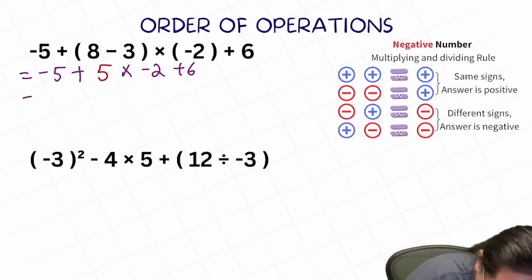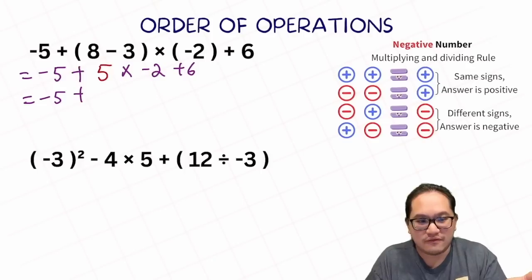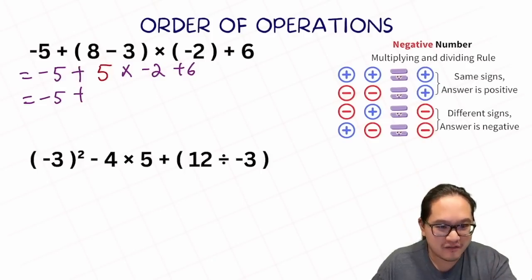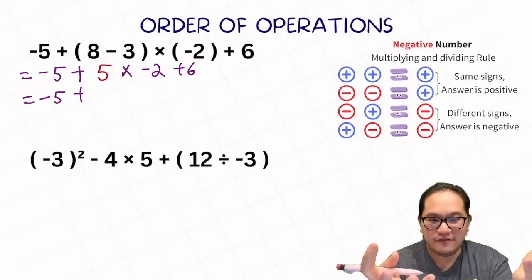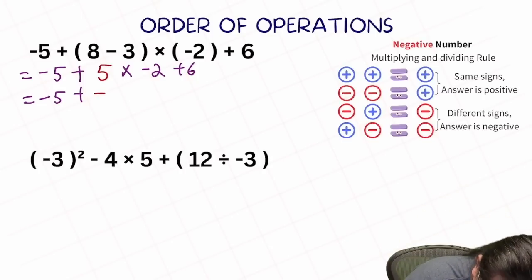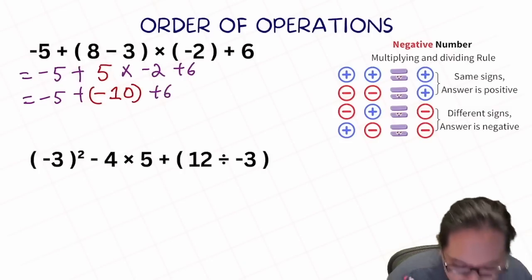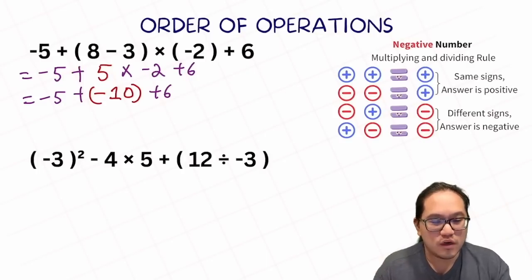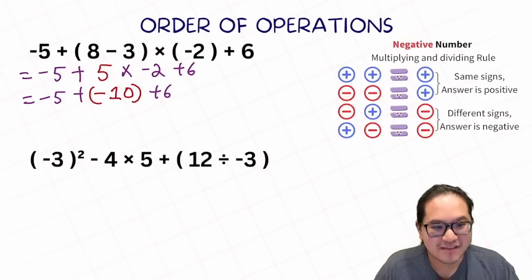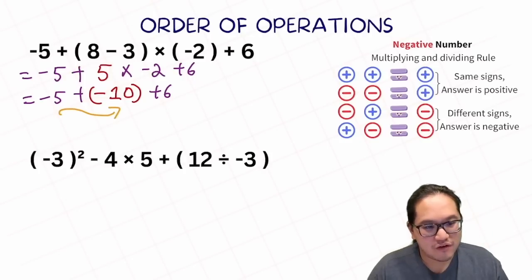So in this case, we drag the negative 5 down plus 5 multiplied by negative 2. We know that 5 times 2 is just equal to 10, right? But in this case, we got a positive number multiplied by a negative number. What do we have as an answer? A negative number, right? So we got negative 10 right here, and then we drag the plus 6 down, okay? So now, what is the next step? The next step is we need to do the addition and subtraction from left to right, right?